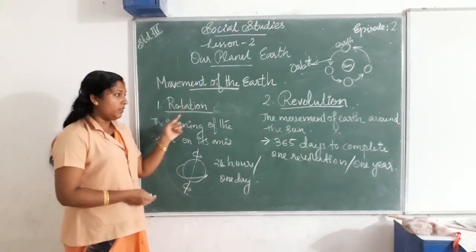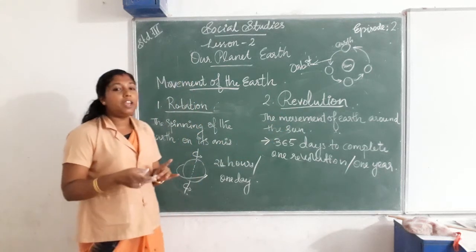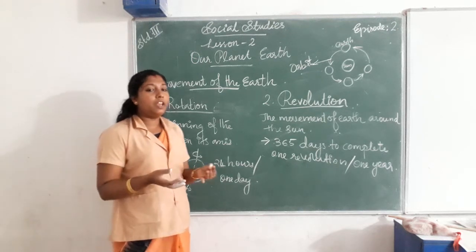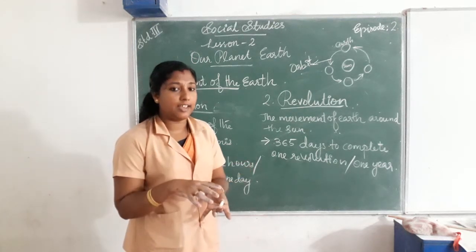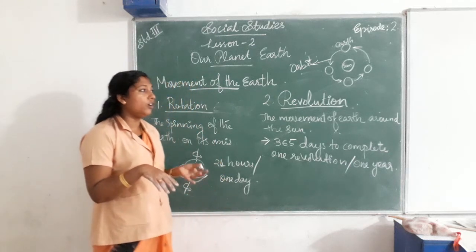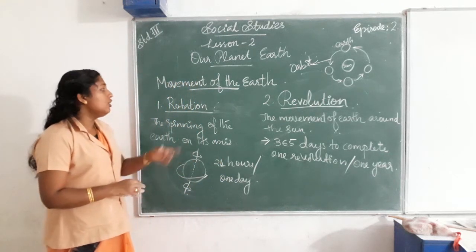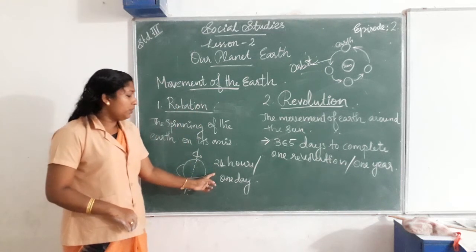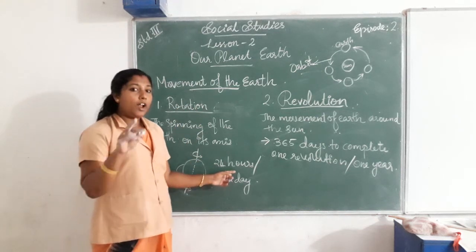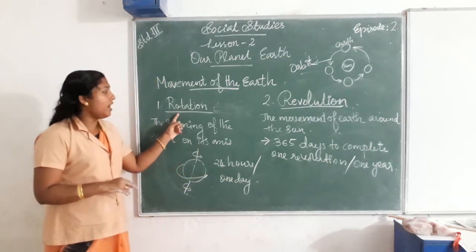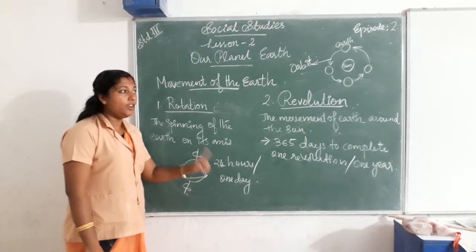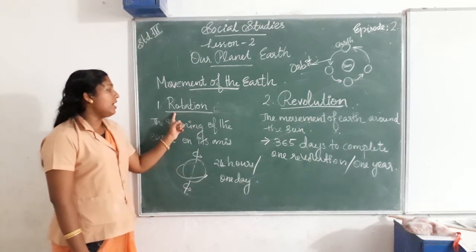Then what is rotation? The spinning of the earth on its axis is called rotation. The earth takes 24 hours or 1 day to complete one rotation.